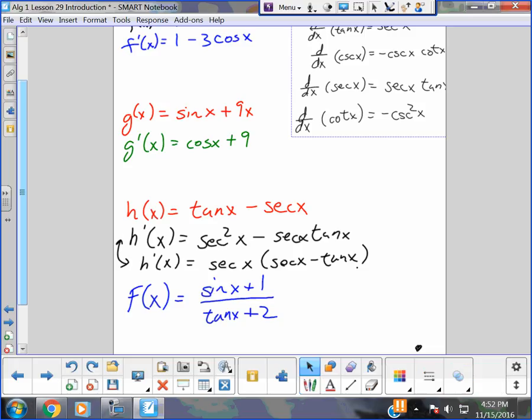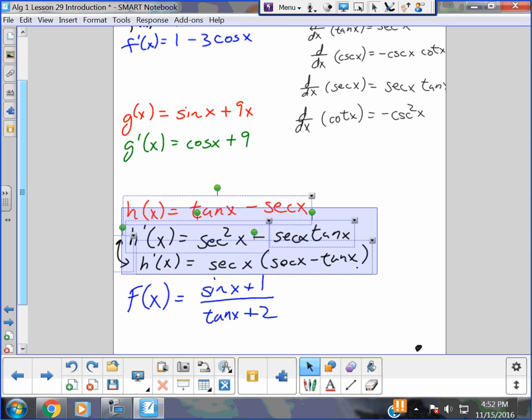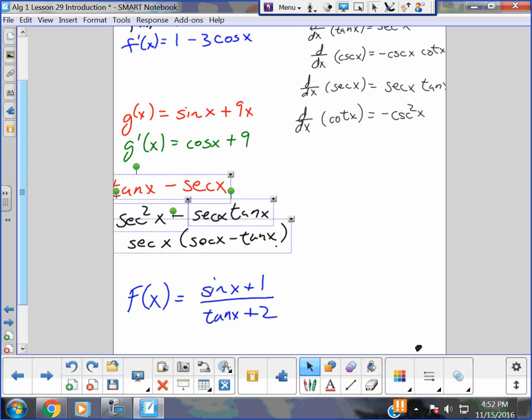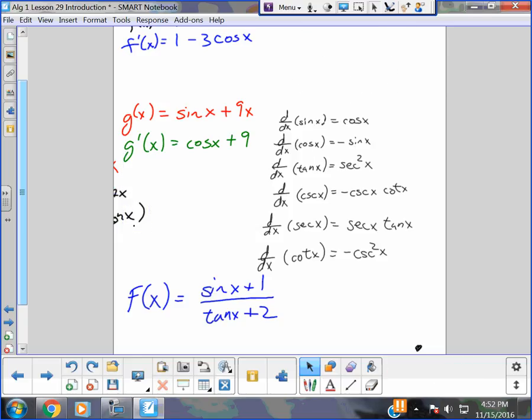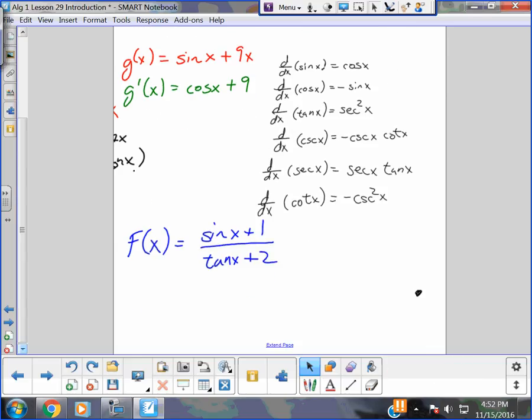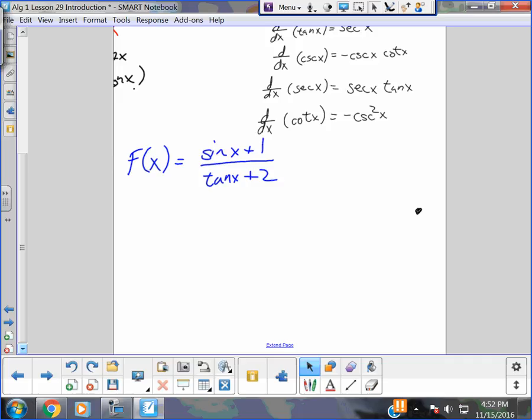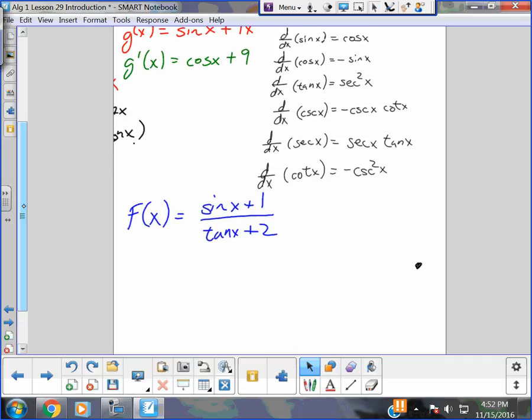Finally, we'll do one more trig derivative here. Capital F of x. I'm going to get this out of the way so I can bring my trig derivatives down. And hopefully you see right away that this is a quotient rule. Alright? And it has an f and it has a g. And I'm going to do it out longhand first.